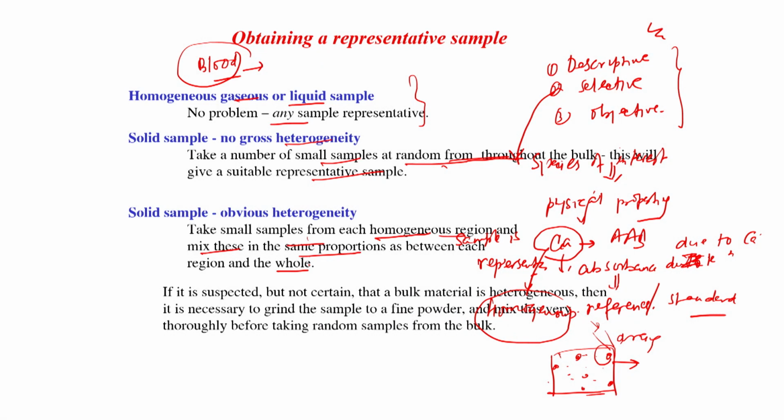If it is suspected but not certain that a bulk sample is heterogeneous, then it is necessary to grind the sample. You have to grind it, make a fine powder, and then thoroughly mix it before taking a random sample from the bulk. So these are the things that you have to do.